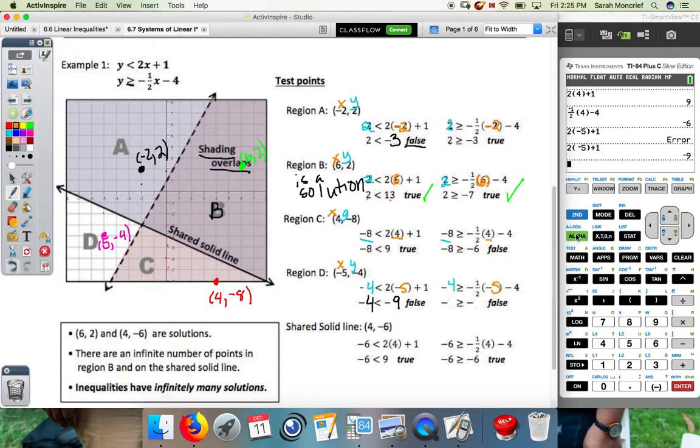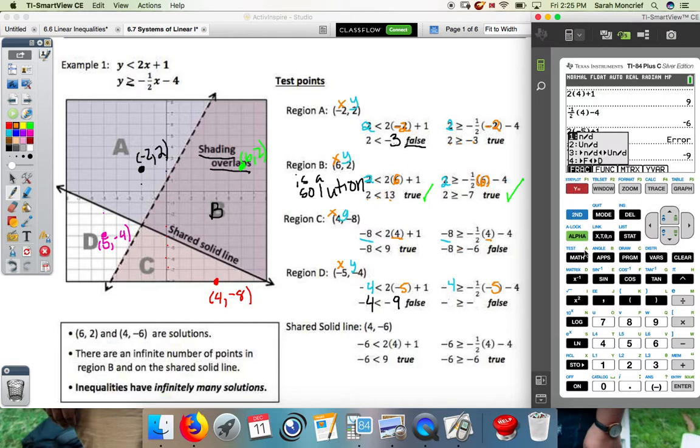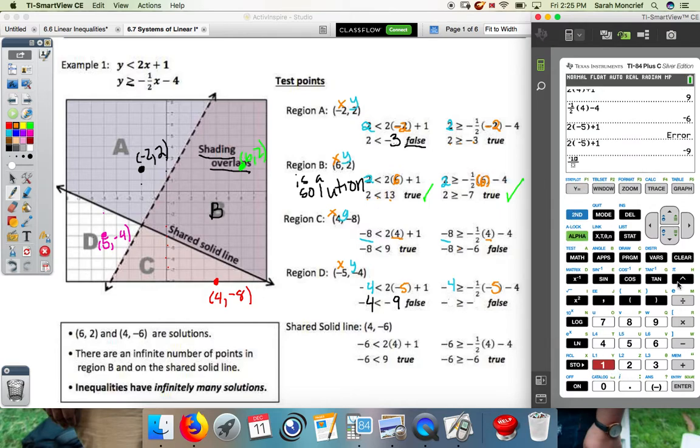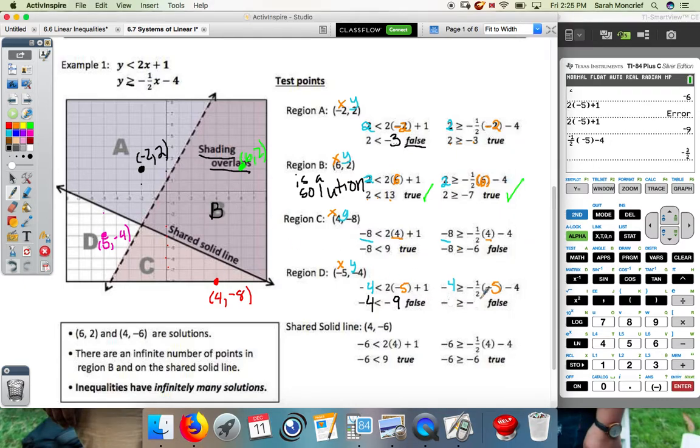We have y equals negative 1 over 2 times negative 5 minus 4. And what do we get? Negative 3 over 2. So we have negative 3 over 2. And then we have negative 4. So is negative 4 greater than or equal to negative 3 over 2?